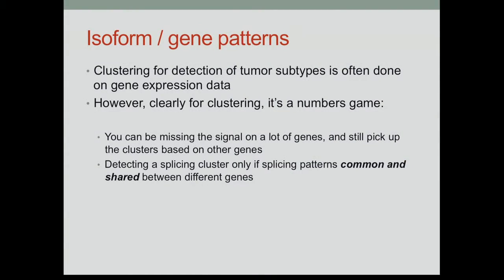But clearly, when we're talking about clustering, it's a numbers game because clustering is driven by these large groups, and we have thousands of genes. It's driven by these large groups of co-expressing genes in bulk. And so what effect it's going to have is not clear, because you can be missing the signal on a lot of genes and still manage to cluster perfectly well because there are so many other genes, perhaps with the same signal, right? So it's a kind of question mark as to how important it is.